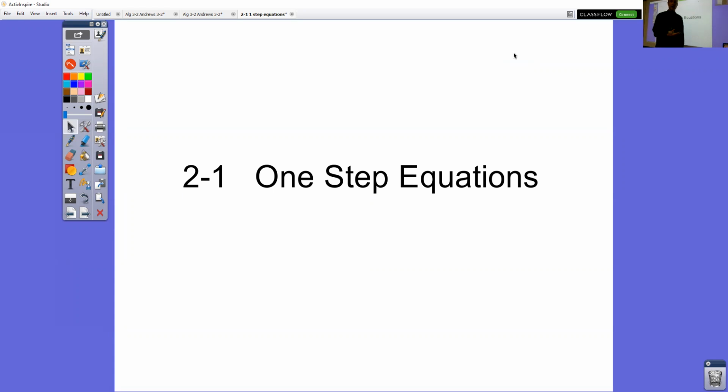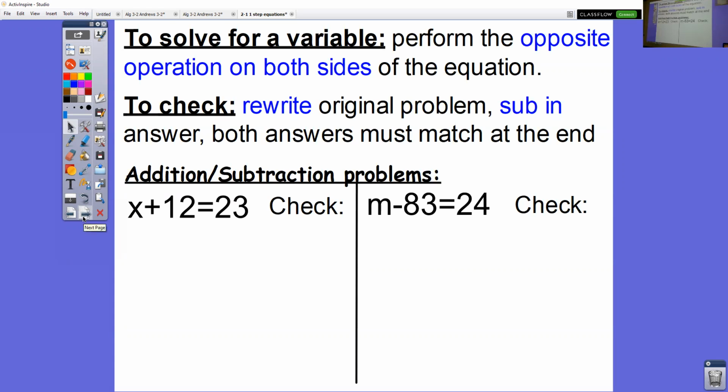If it is an adding question, you want to subtract. If it's a subtracting question, you want to add. If it's multiplying, you want to divide. If it's dividing, you want to multiply. So for the first ones, we'll take a look at the adding and subtracting questions.